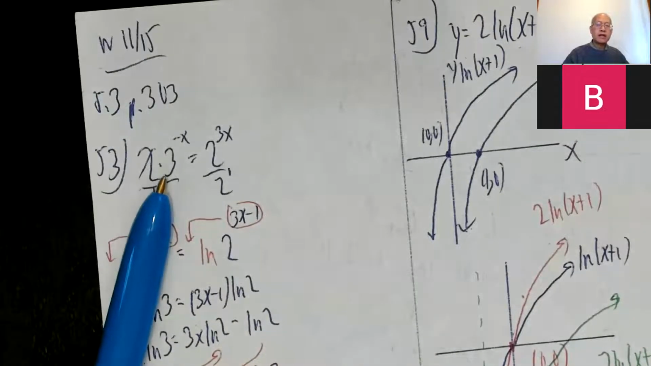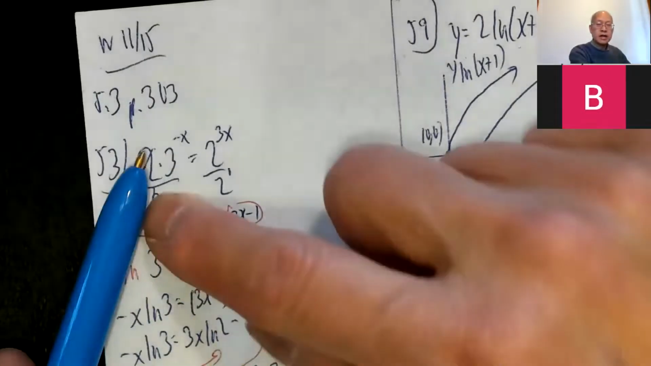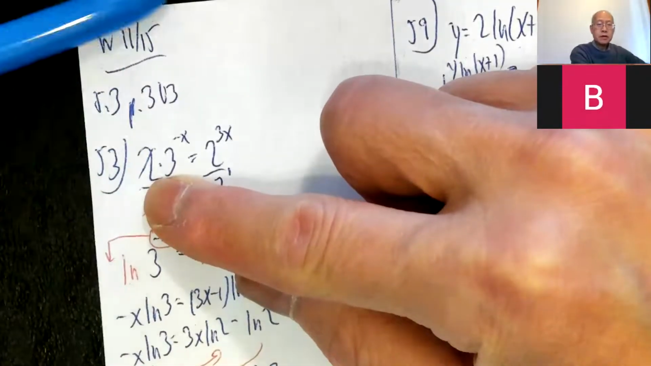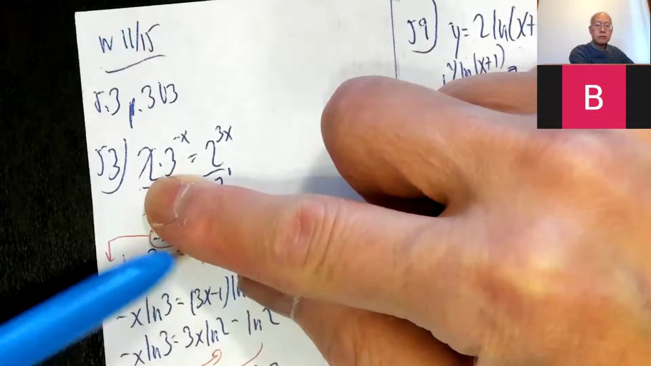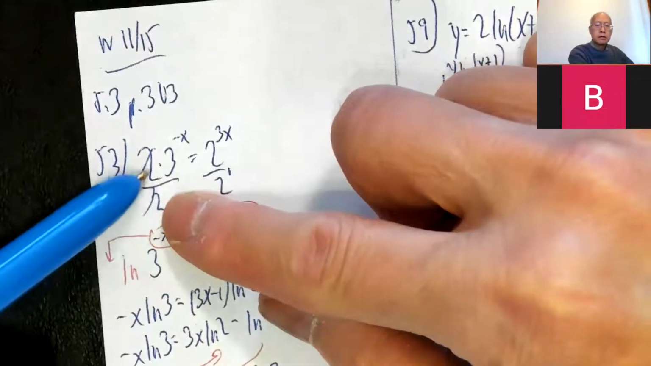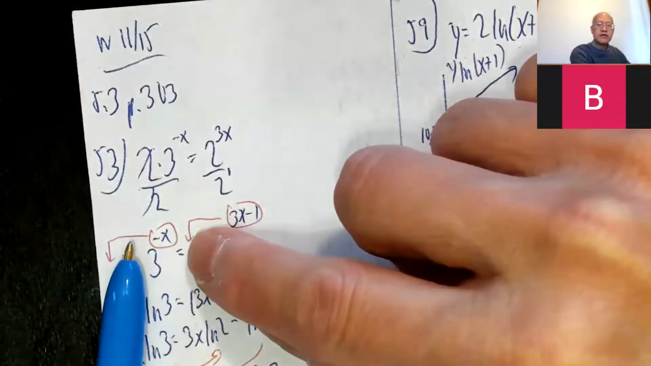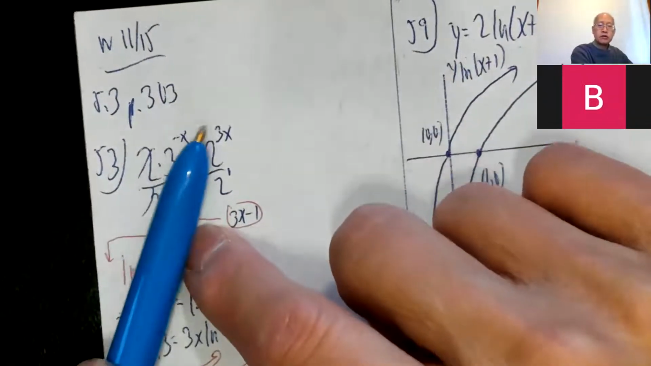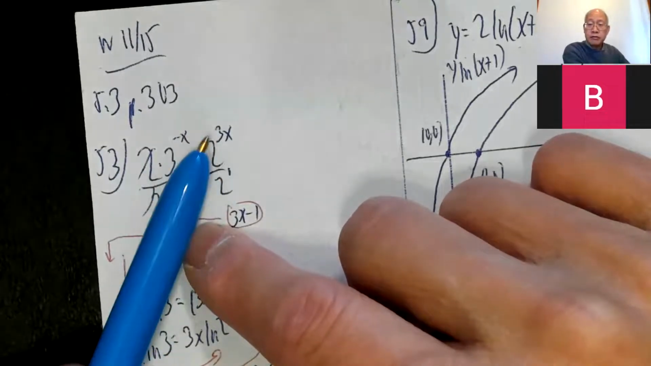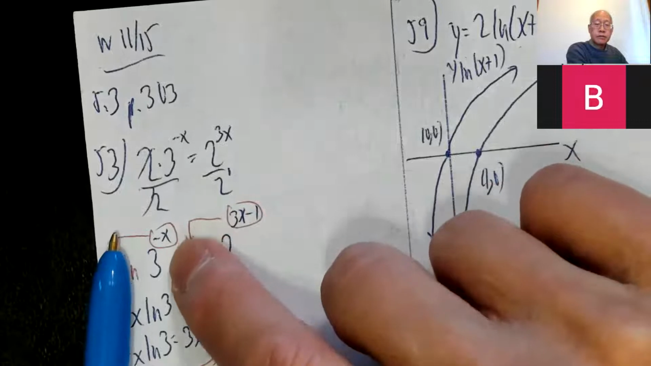Okay, 2 times 3 to the negative x equals 2 to the 3x. This is 53. Ignore any dates. Okay, divide by 2: 3 to the negative x equals 2 to the 3x minus 1. Okay, we have a rule that says I can subtract the exponents, 3x minus 1.